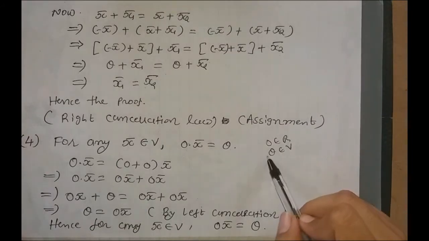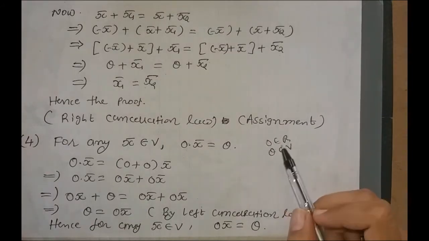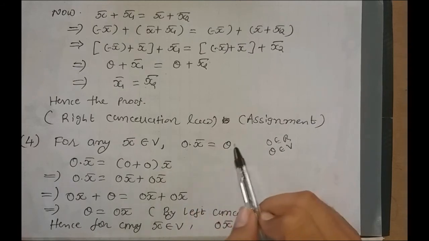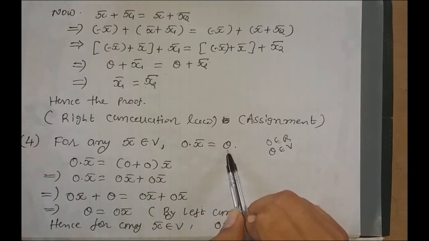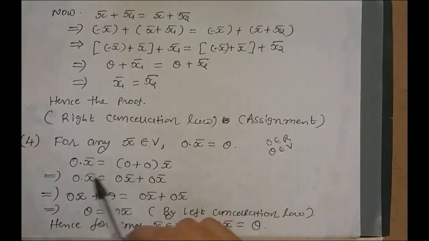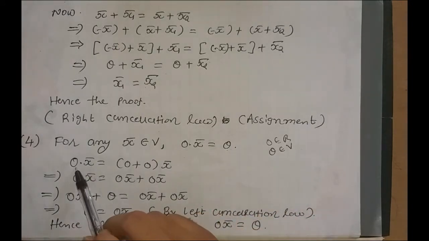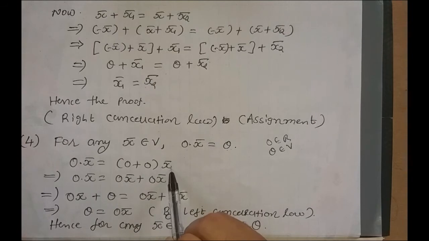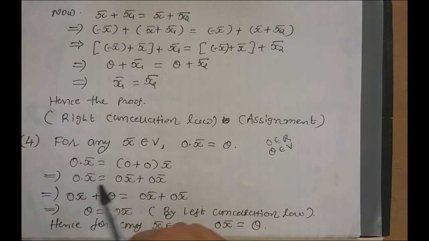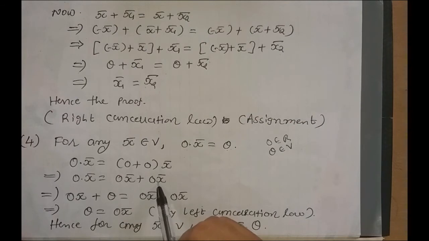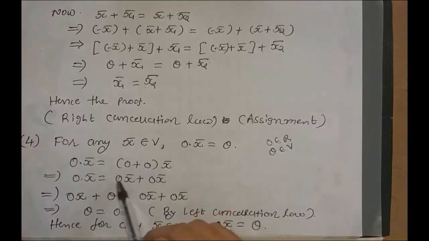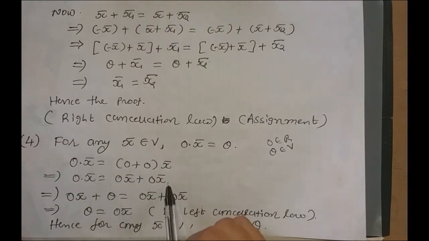So 0 is from R and theta belongs to V. When we multiply any vector by 0, we get the 0 vector. How can we proceed? First of all, the scalar 0 multiplied with vector x bar can be written as (0 plus 0) multiplied with x bar. This implies 0x bar plus 0x bar. This is the distributivity over scalar addition.